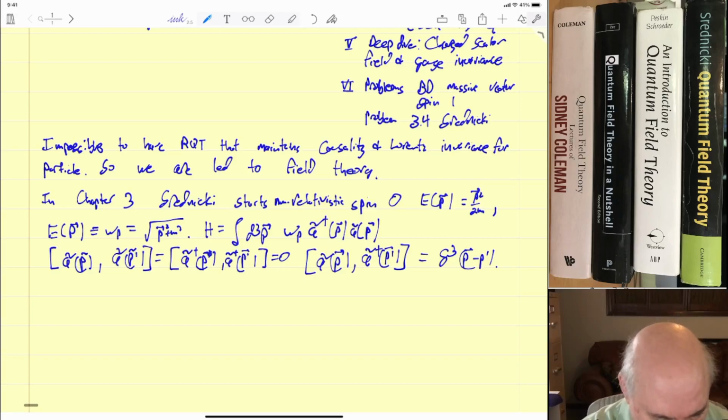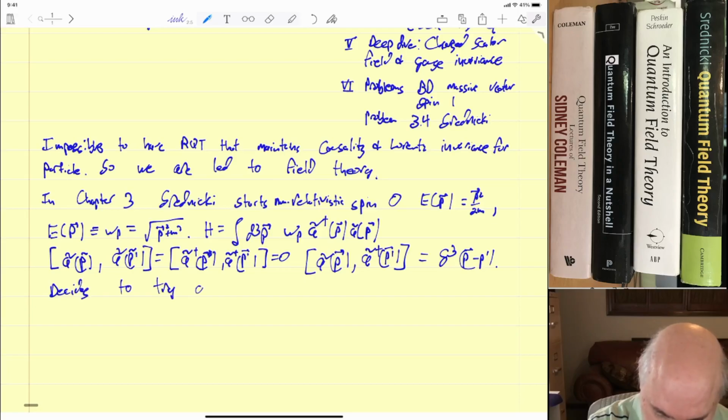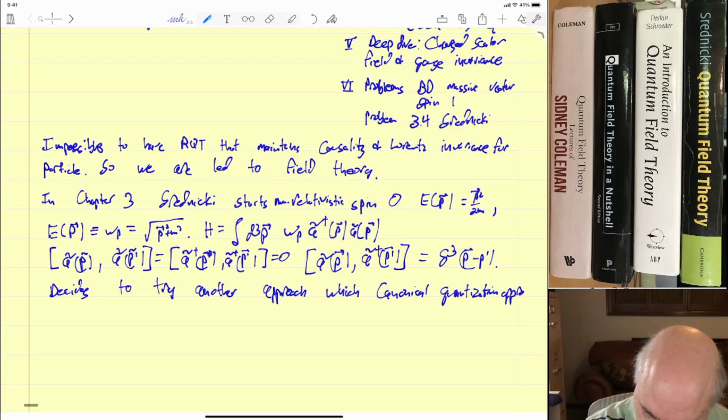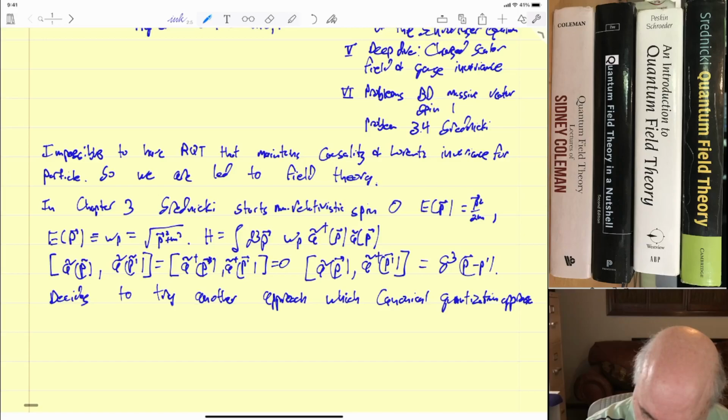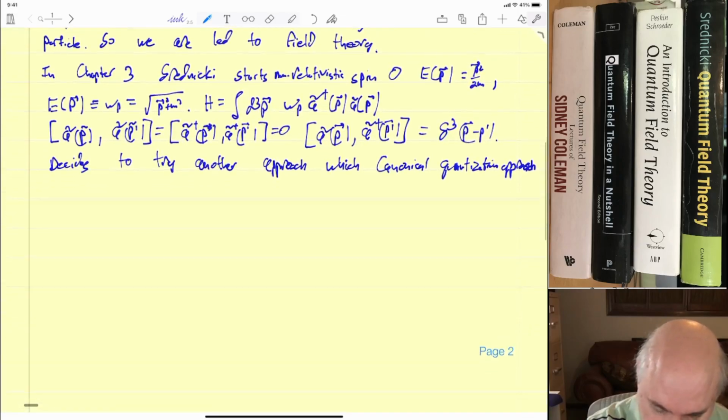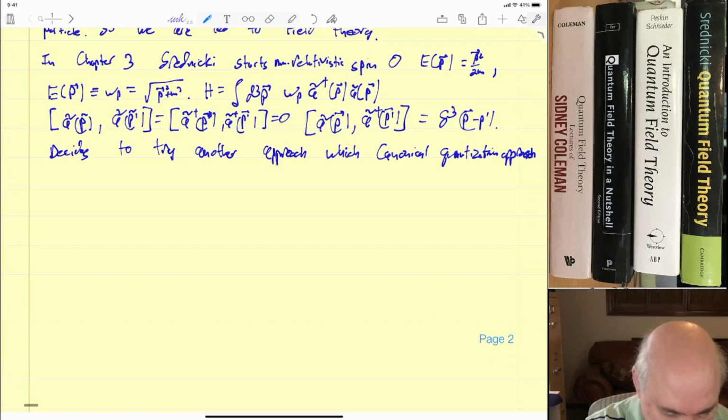Okay, and then he asks, will this theory be Lorentz covariant or relativistic? And he immediately decides to try another approach, which is the canonical quantization approach. Now, we'll talk about that in the next part of this lecture.